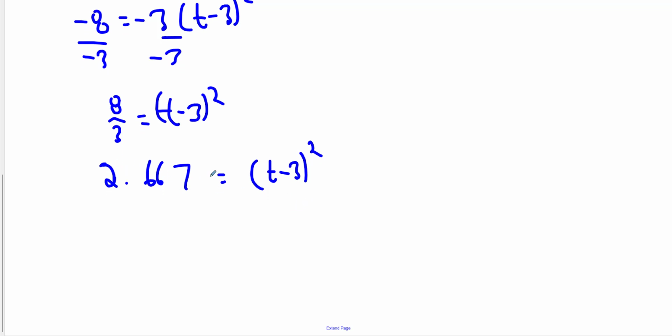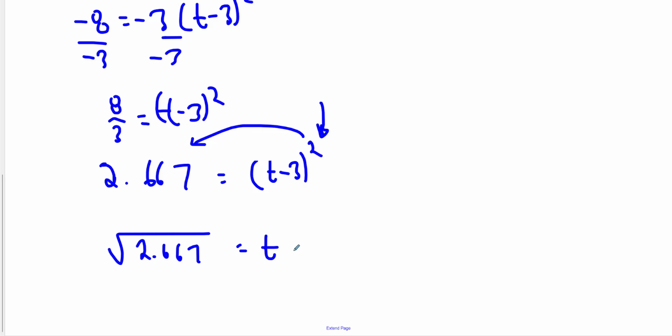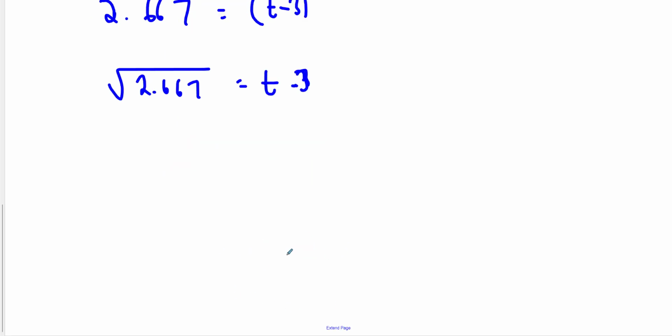And now, see how I have a square over here? You gotta bring the square on this side. So that becomes square root, t minus 3. So what's the square root of this number here now? 2.6667, yeah. 1.63, yeah. And one thing that you should know is you have a positive answer and a negative answer.